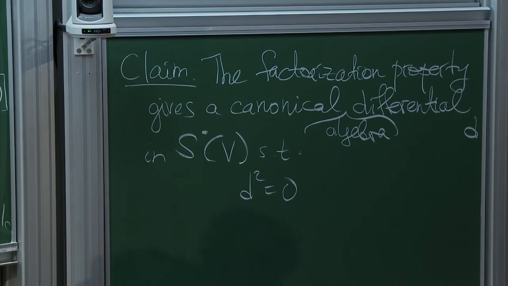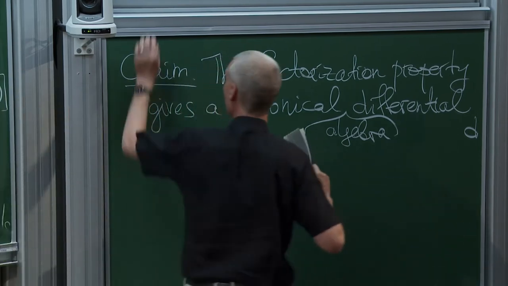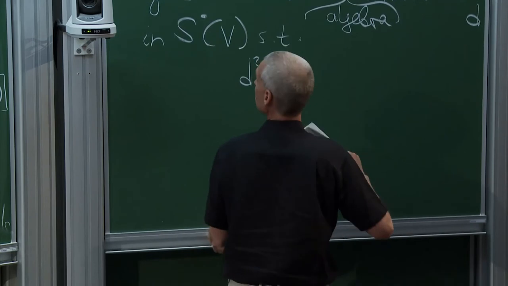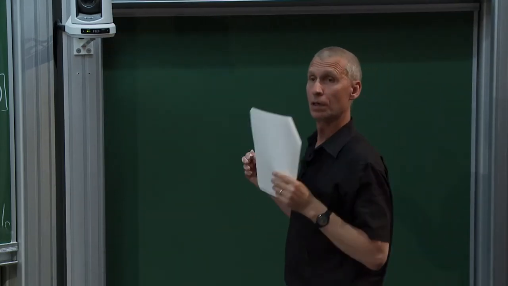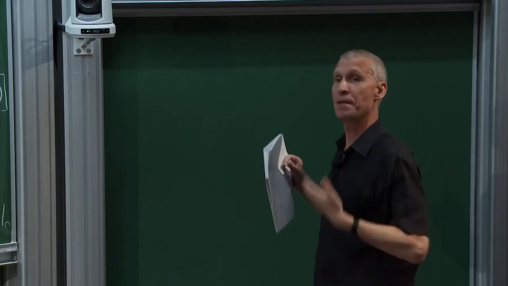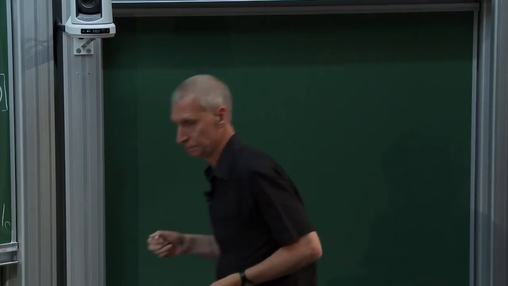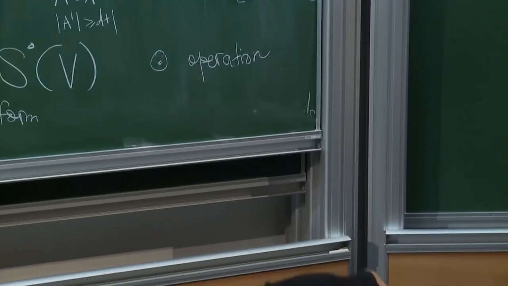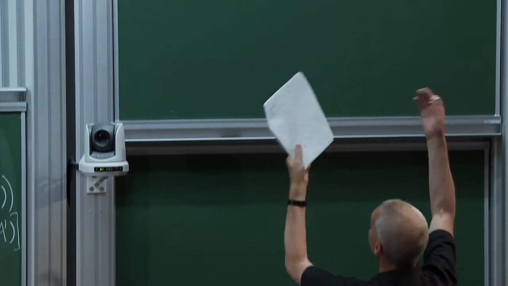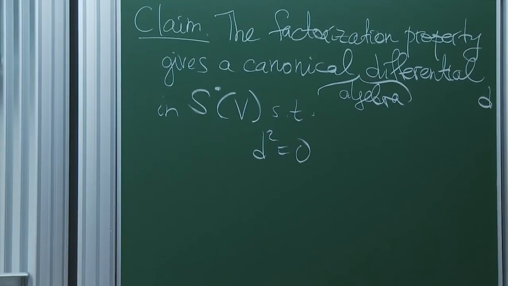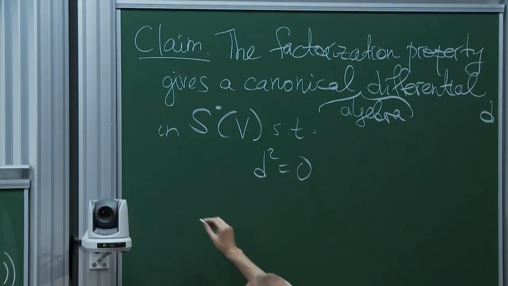So basically, it is unraveling of these definitions. Let me explain what happens on generators. You mean algebraic derivation? Yes, it means satisfying the Leibniz rule. So, as usual, such a derivation can be described on generators. So maybe I'll do it here.